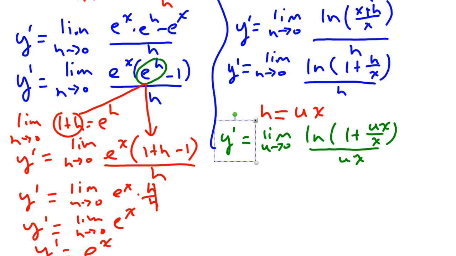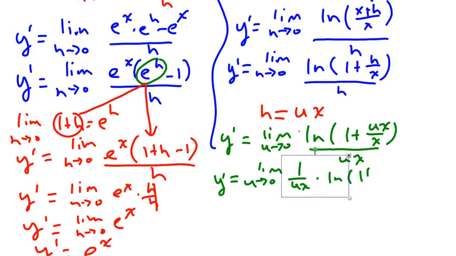Now I'm going to do some more algebra. The derivative then equals the limit as u approaches 0 of, guys, would you agree that anytime I'm dividing, isn't that the same thing as multiplying by the reciprocal? So could I rewrite this as 1 times u over x times the natural log of 1 plus ux over x? Everybody see that?